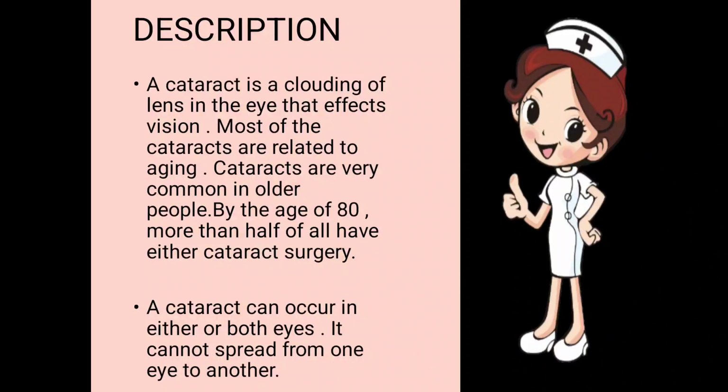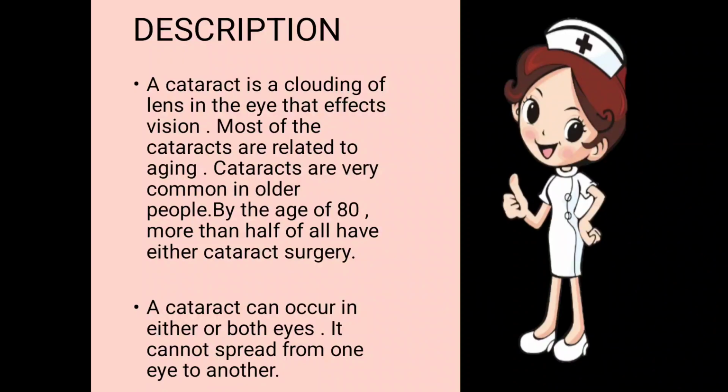Most cataracts are related to aging. Mostly cataracts occur as a person increases in age. Cataracts are very common in older people. By the age of 80, more than half of all people have had cataract surgery. By the age of 80, everyone gets a cataract, and more than half of the people have had cataract surgery in one eye or both eyes, as it is related to the age of a person. As one increases in age, the cataract develops.